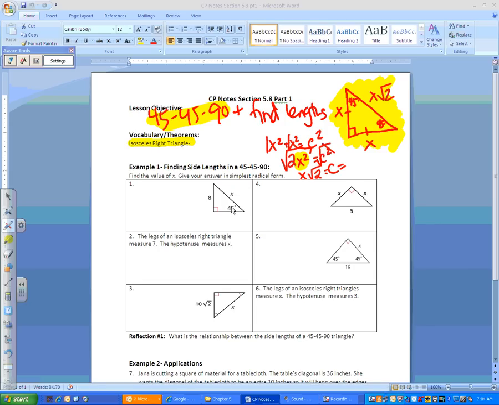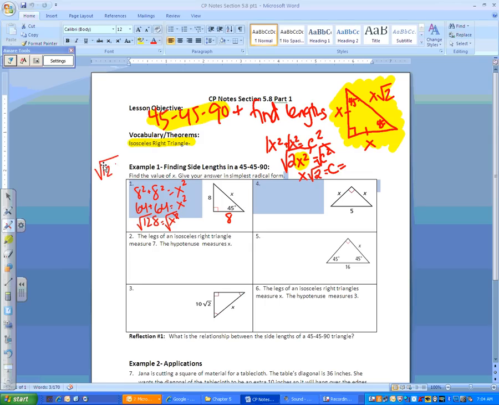If this is a 45-degree angle and this is a 45-degree angle, then this side's 8, so this side has to be 8. If you did the Pythagorean theorem, 8 squared plus 8 squared equals x squared. 8 squared is 64, 8 squared is 64. Add those two up and we get 128 equals x squared. And now we have to square root it. And remember, we have to simplify our radicals like we did in yesterday's notes.